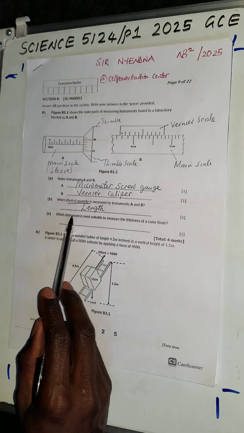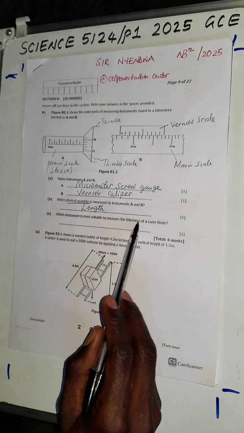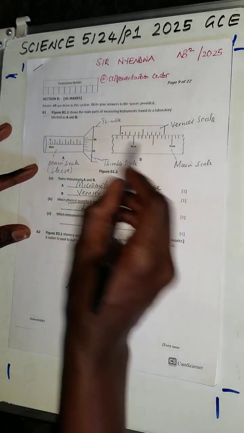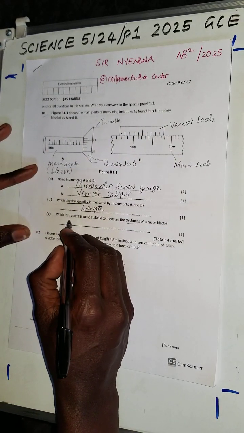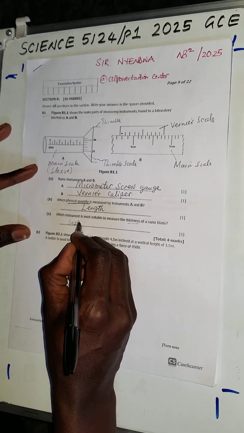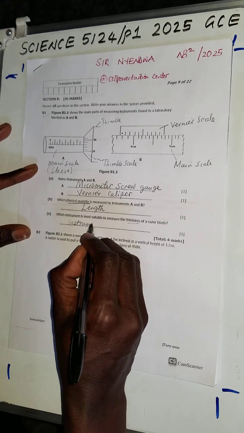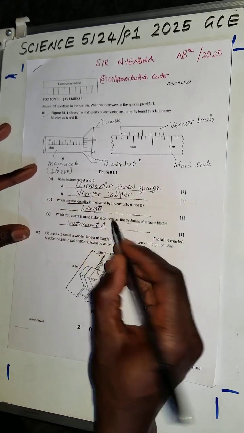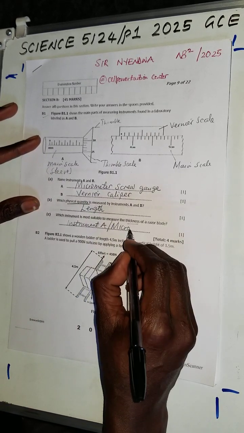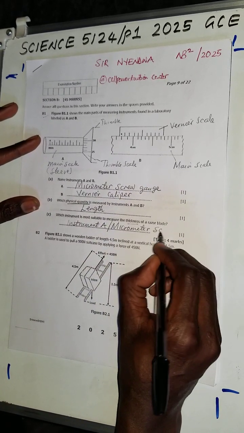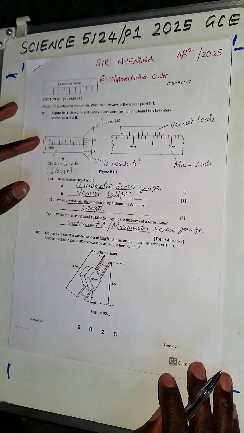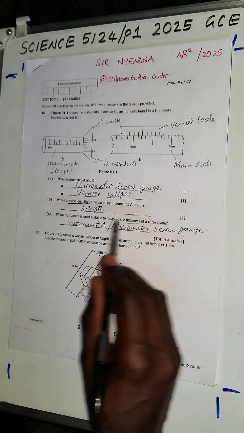Then C there says which instrument is most suitable to measure the thickness of a razor blade. So the thickness in this case. So the most appropriate instrument is actually which instrument. So we can simply say instrument A. But of course, you could have mentioned it because they have told you to identify there. You could have said a micrometer screw gauge. So a micrometer screw gauge was actually the correct answer. So this is actually a more precise instrument.